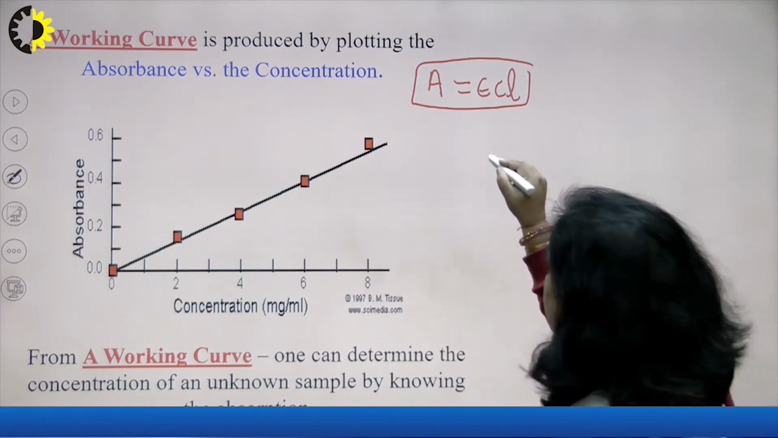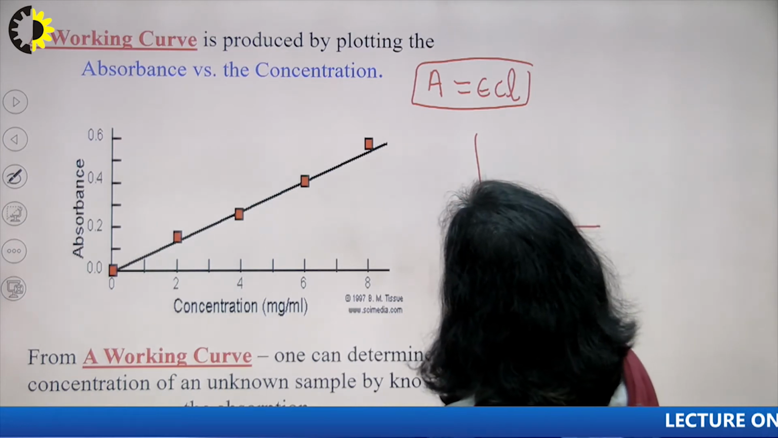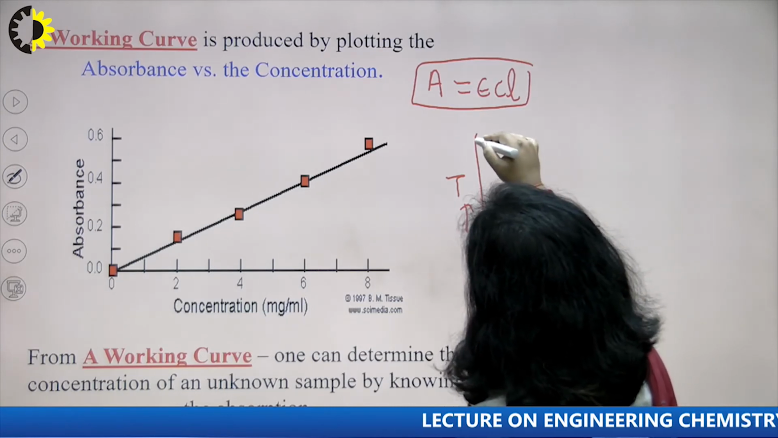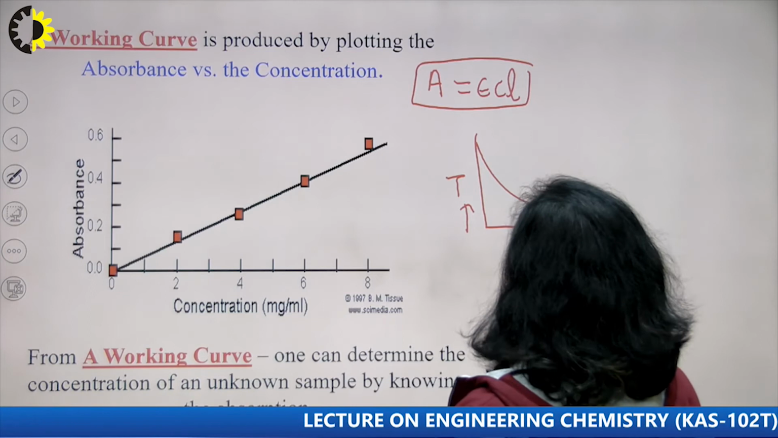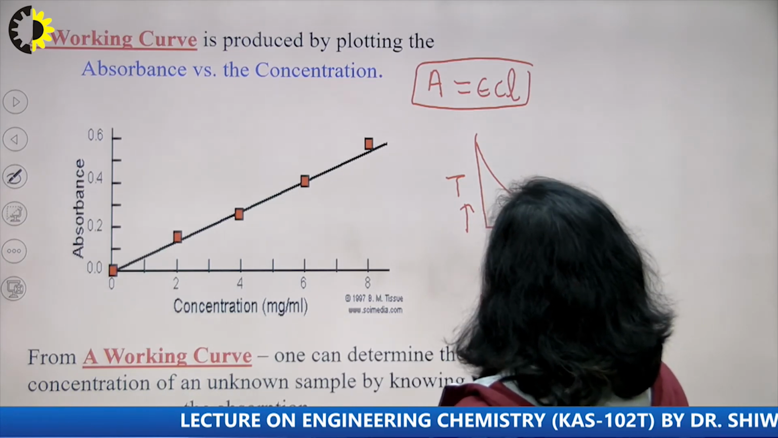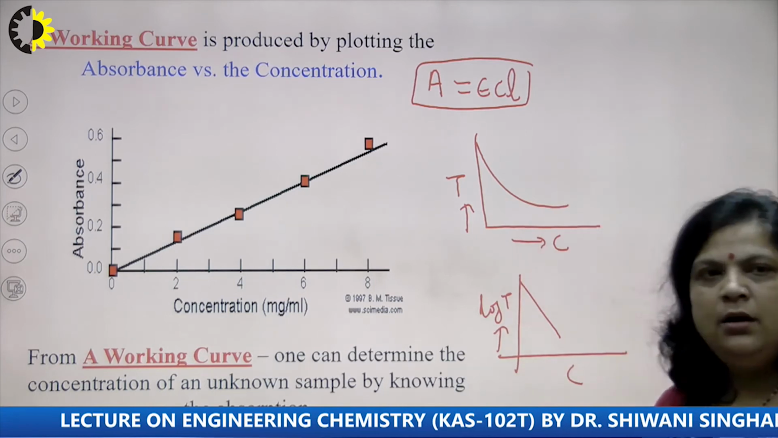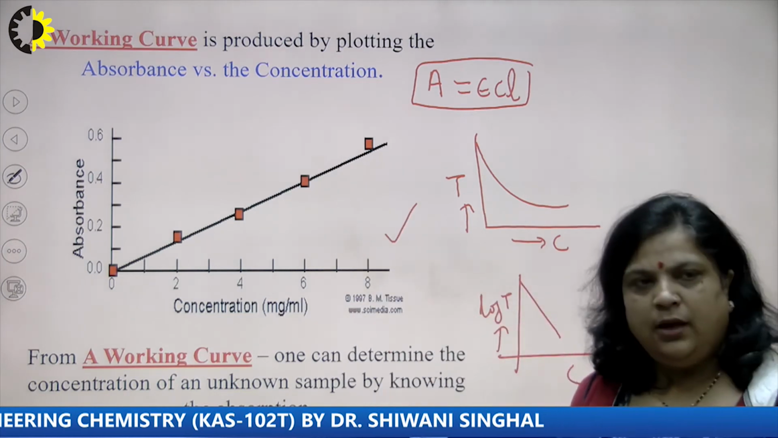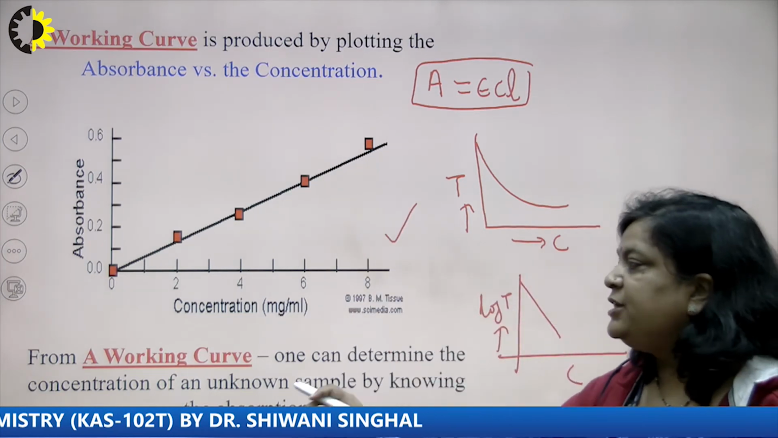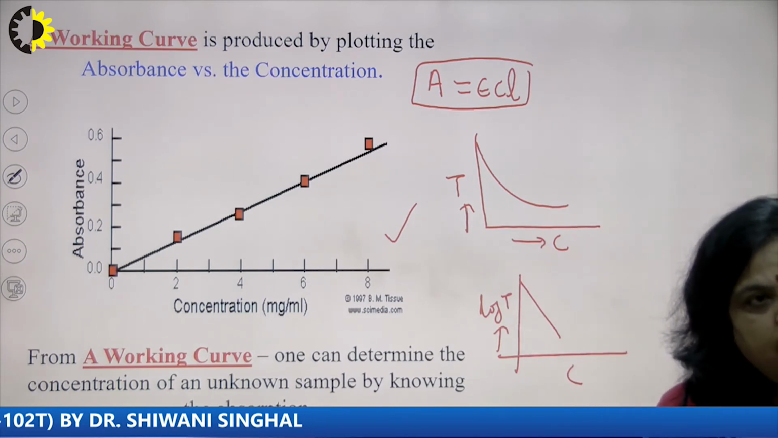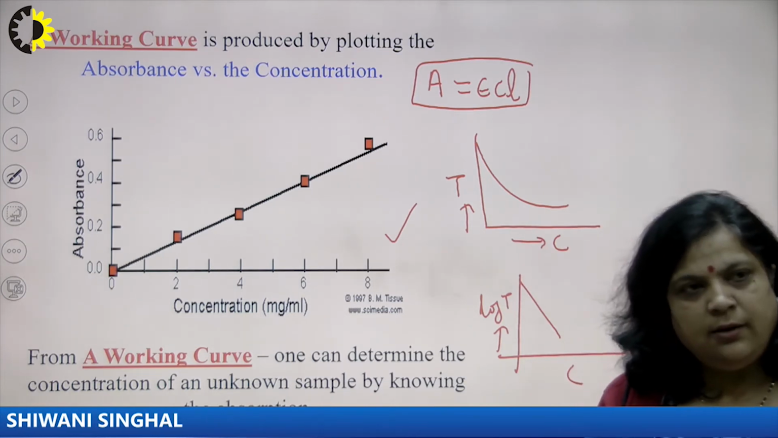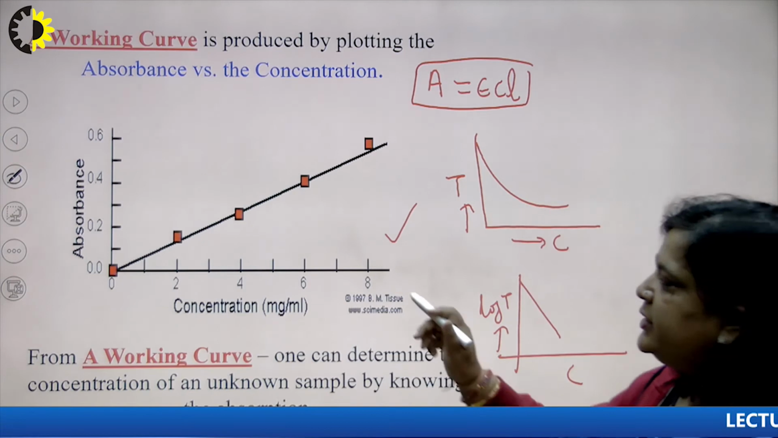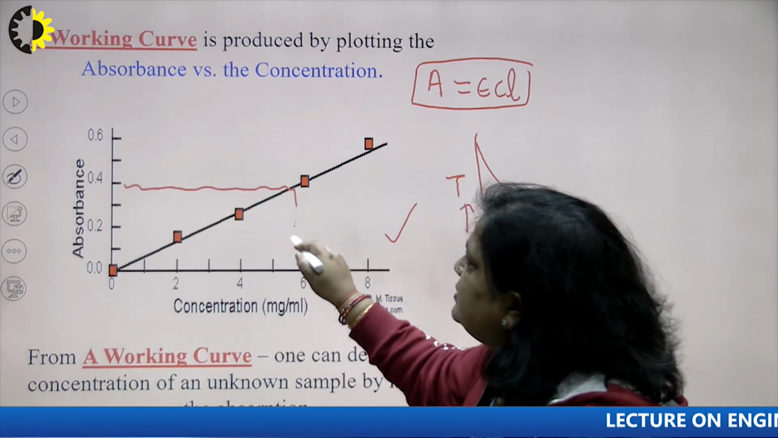But instead of absorbance, if we draw a plot between T and C, that is transmittance and concentration, we get this type of plot. If we draw a plot between log T and C, we get this type of plot. But this is the final one, and we use this concept in practicals for determination of concentration of an unknown solution. If we know the absorbance of the solution and the various concentrations, we can find the unknown concentration because we can relate the absorbance with the concentration.